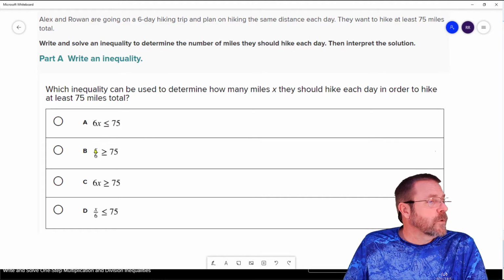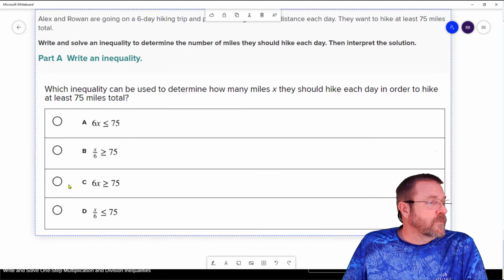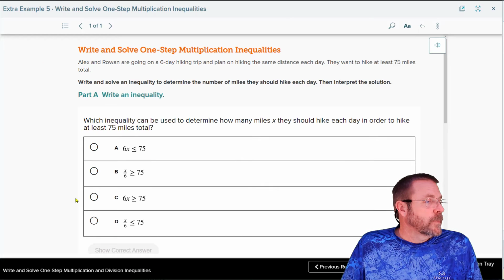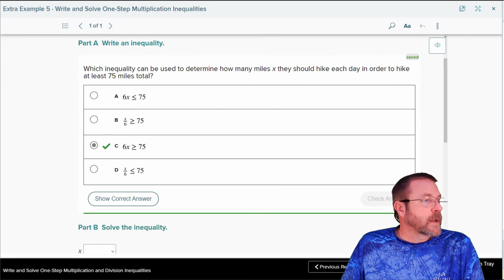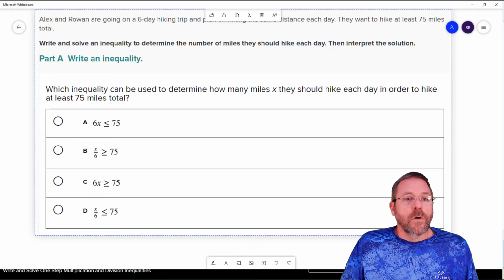That one's not going to work. The number of miles divided by 6, definitely no division here. 6 times some number of miles is greater than or equal to 75. That, I need to switch back over to here. That is going to be the exact equation we're looking for. And now we have to solve our inequality.